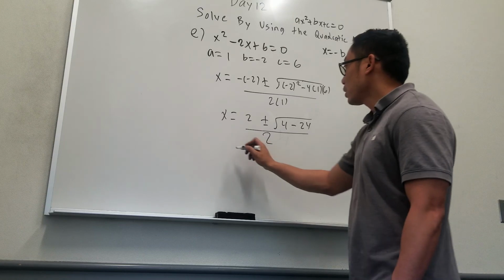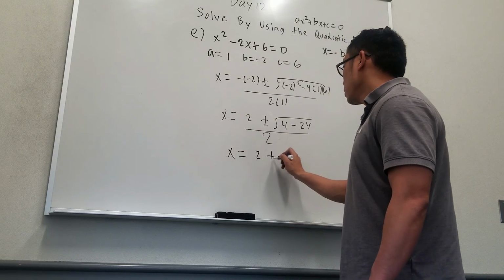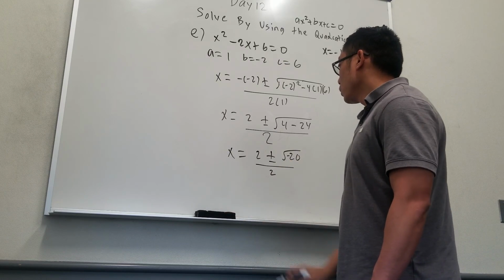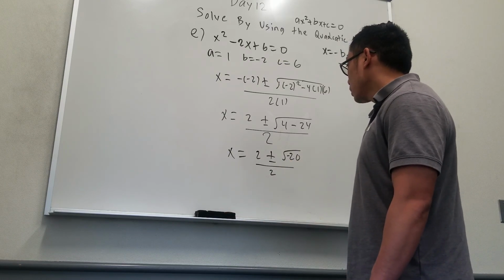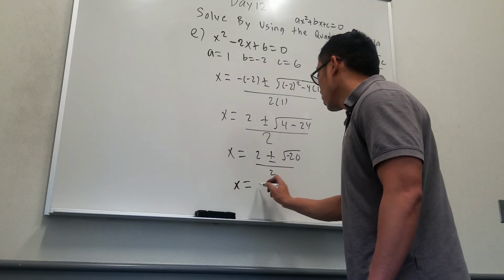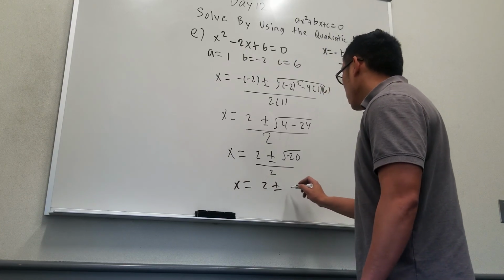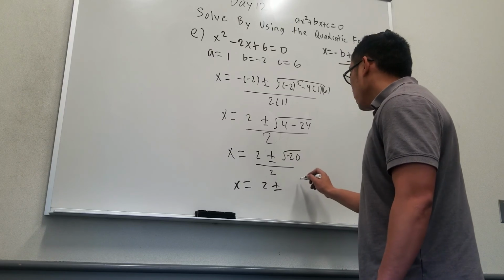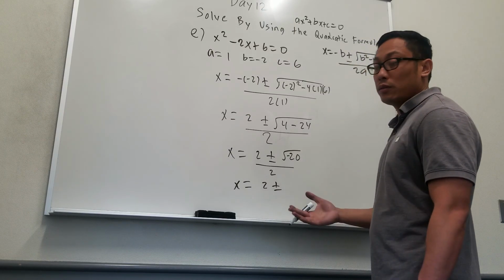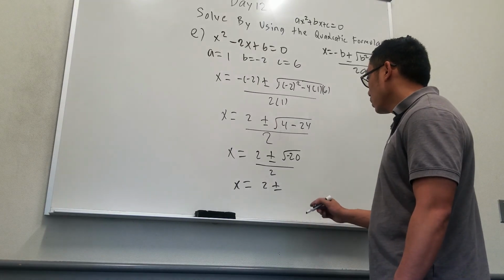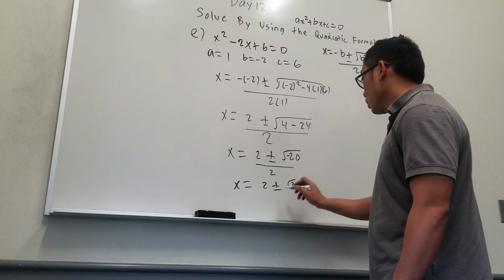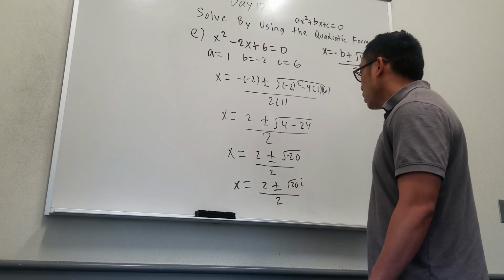Okay, so this is x equal to 2 plus or minus the root of negative 20, over 2. Well, I could simplify this. Negative 20 is the same thing as 20 times i. We're going to have i because we have imaginary numbers. I went over that in day 11 if you don't know what the square root of a negative number is. But this is really the square root of 20 times i, over 2.